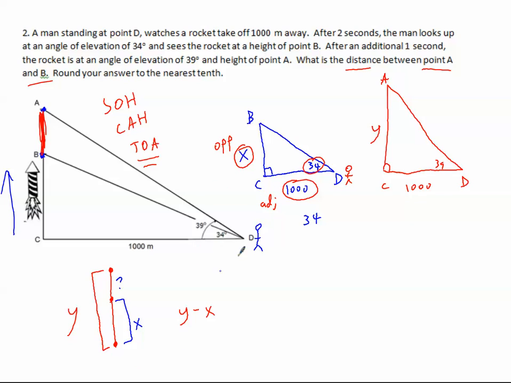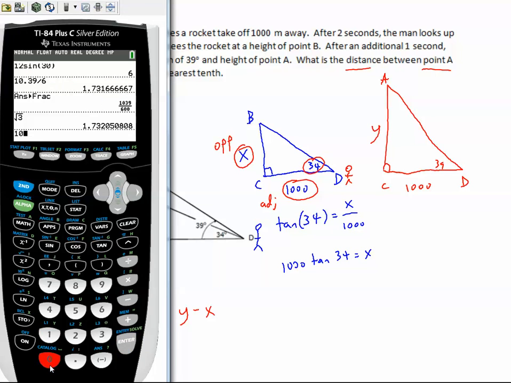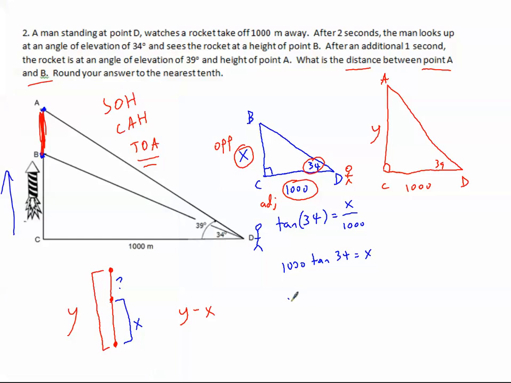So coming back to our equation, the tangent of 34 degrees is opposite over adjacent. Our variable is on the top, so we multiply by that number. 1,000 times the tangent of 34 is equal to x. Hit your calculator. You get 674.51. And we're halfway done.